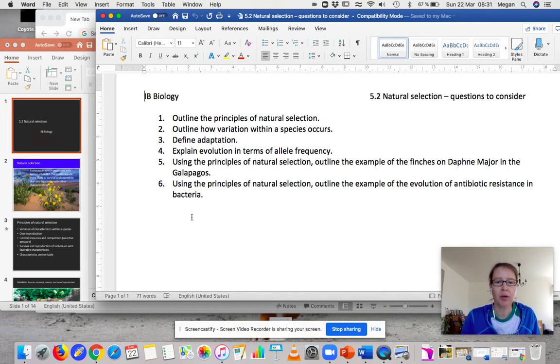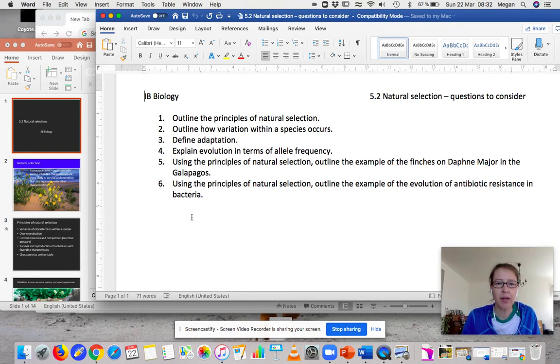And you need to talk about how variation occurs within a species. That's something we've actually already talked about a bit with genetics. You have to be able to define the term adaptation. And you should be comfortable talking about evolution in terms of allele frequency. We'll hit that in quite a bit more detail, especially when we're doing 10.3 with HL, but SL, you should be familiar with that too.